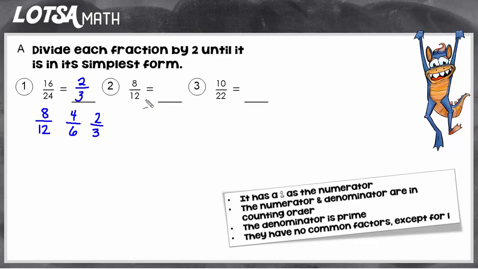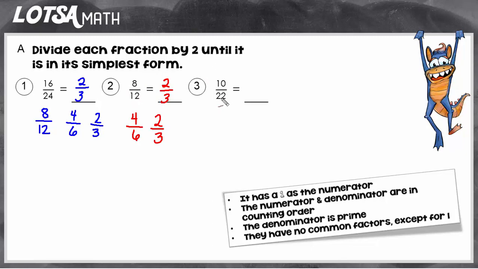So let's try number 2. We have 8/12. Since they're both even, I can divide them both by 2. So 8 divided by 2 is 4. 12 divided by 2 is 6. Well, they're both even again, so I can divide them both by 2 again. 4 divided by 2 is 2, and 6 divided by 2 is 3. And I can see that they're in counting order, and that 2/3 is the simplest form of 8/12.